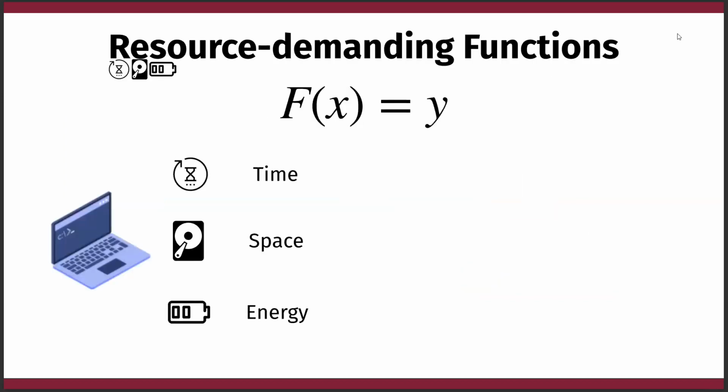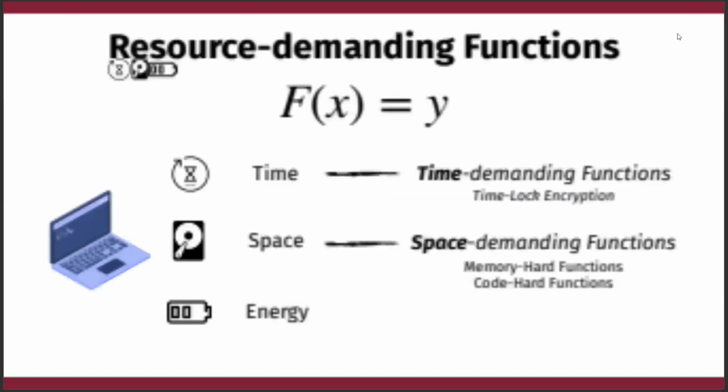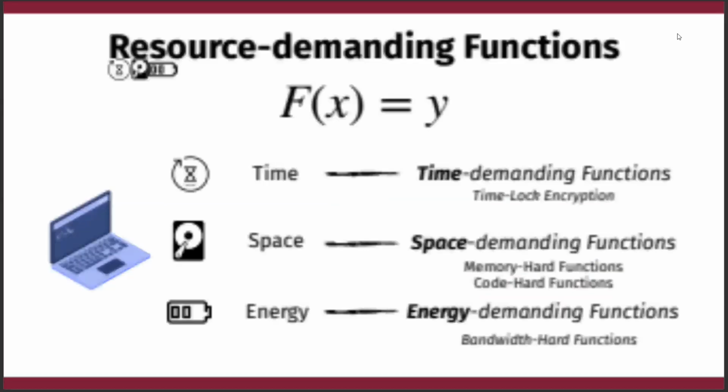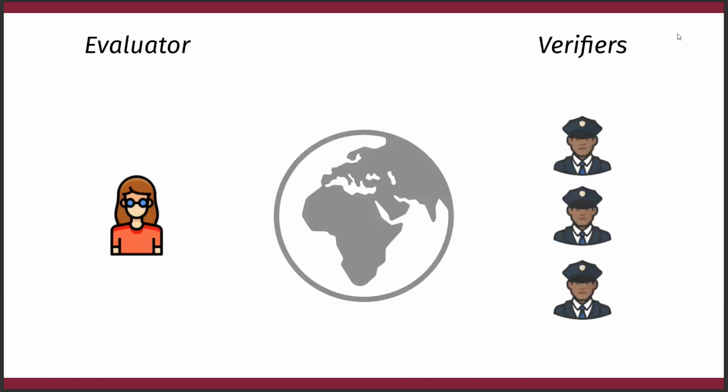According to time, we have examples like time lock encryption. For space, we have memory hard and code hard functions, which require a lot of space to be computed. And for energy, we have an example that is the bandwidth hard function. It's a function that wastes energy while you compute it, and we're going to see the intuition behind the construction later. But let's change the setting now.